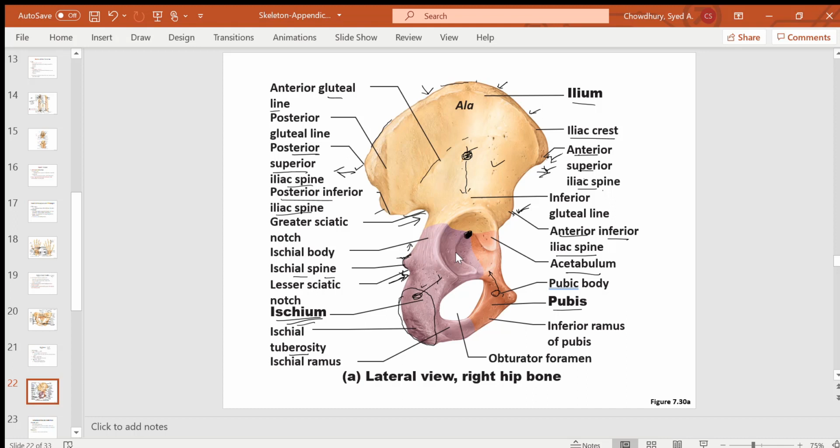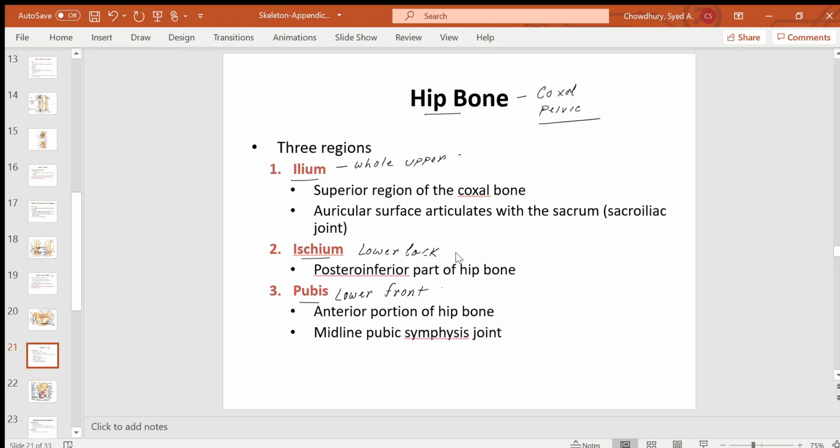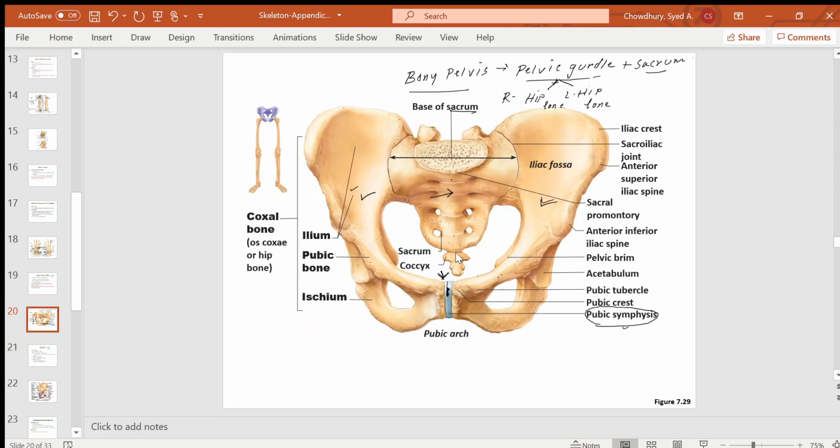Let's see the pubis. This is the pubis, the lower front part. As I mentioned before, the two hip bones join to each other by a cartilage which is attached here, and that is the pubic symphysis. So the pubis is the part of the hip bone that forms that joint here. See, this part is the pubis.